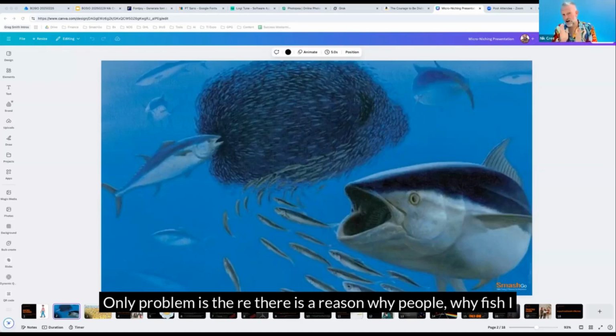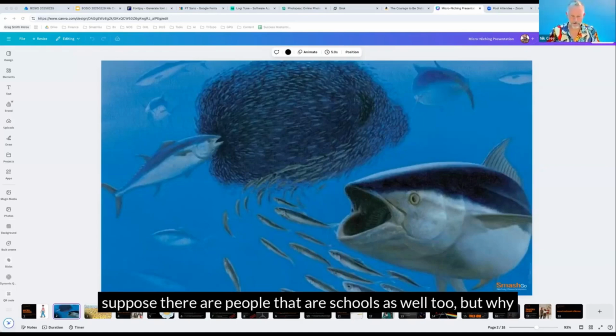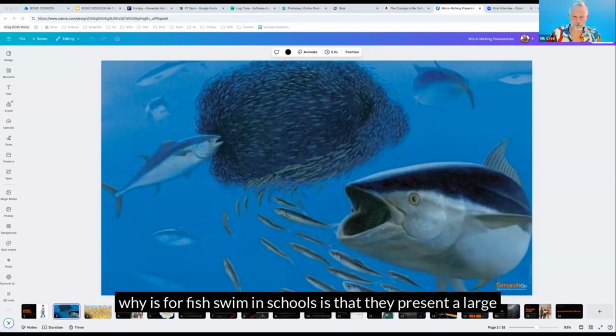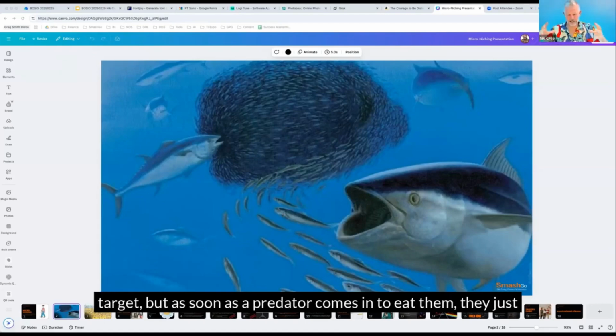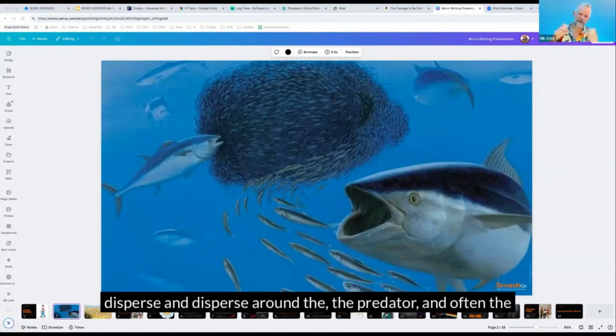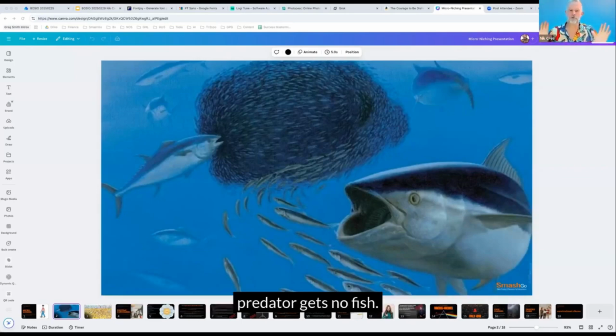Only problem is there is a reason why fish, I suppose there are people that are schools as well, but why do fish swim in schools? It's that they present a large target, but as soon as a predator comes in to eat them, they just disperse around the predator, and often the predator gets no fish.